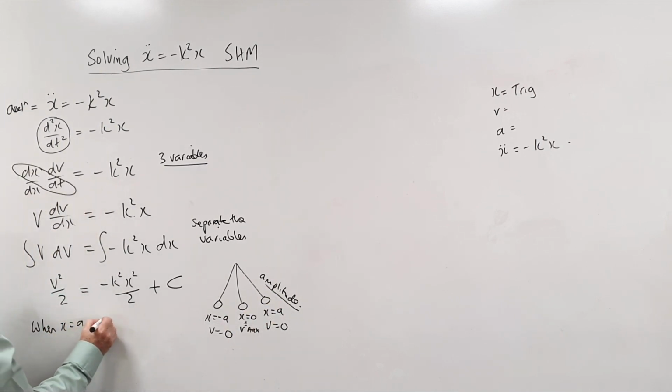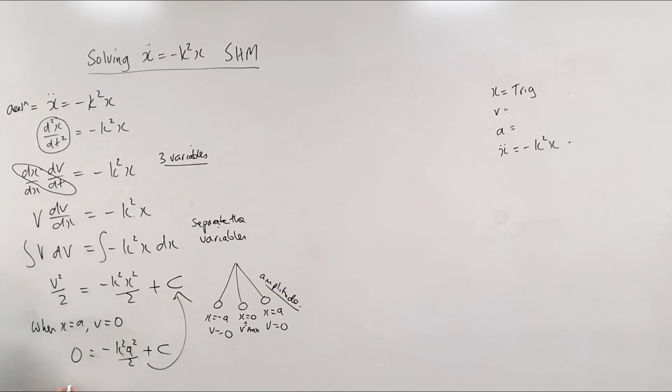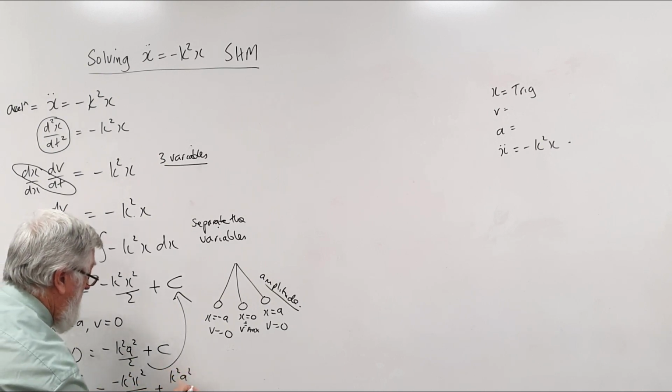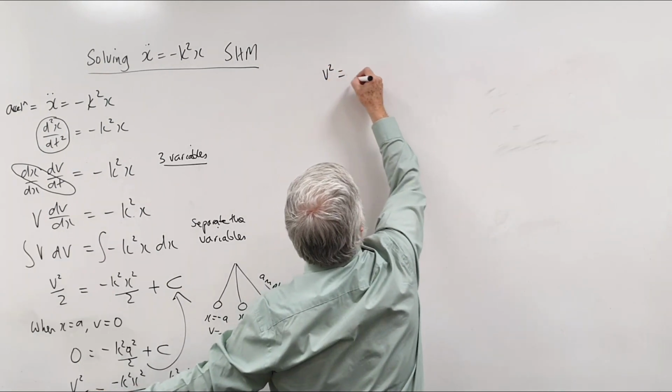x equals A and v equals naught. So I've got naught equals minus k squared A squared on 2 plus c. I'm just going to go straight from there to there. And I've got v squared on 2 minus k squared x squared on 2 plus, on the other side, k squared A squared on 2. First thing we do in equations, get rid of fractions.